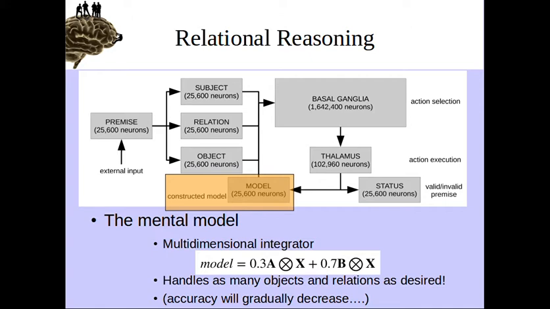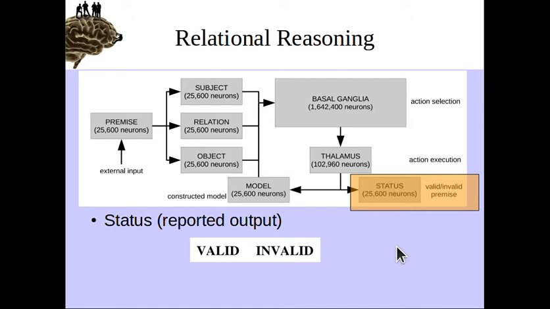Okay, that's one possibility. What else do we need? Well, we also need an output from the system, and the only output from the system is the statement that I'm currently being given: is it valid or not? Is it true or not? For that, we're just going to do exactly the same sort of thing. We've got an output population that is also representing high-dimensional vectors, a vector for valid and a vector for invalid. Why not? So that's going to be my basic setup for trying to solve this task.